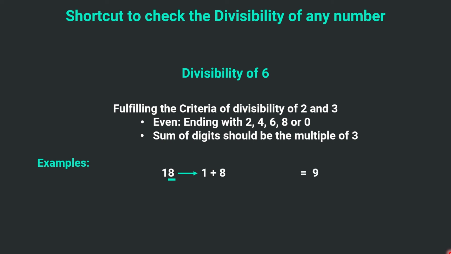So this 18 is also divisible by 3. Since 18 is divisible by both 3 and 2, therefore it is also divisible by 6. Similarly, for 2346, the last digit is 6, so it is even, so it is divisible by 2, and the sum of all digits is 15. So 15 is divisible by 3, so fulfilling the criteria of divisibility of 2 and 3, we can say that 2346 is also divisible by 6.